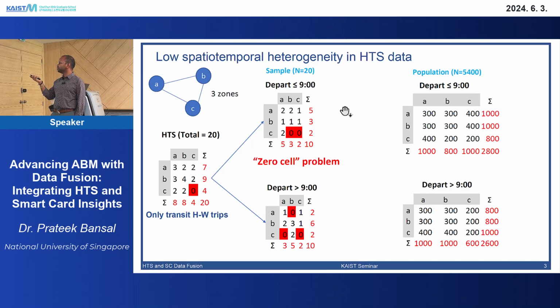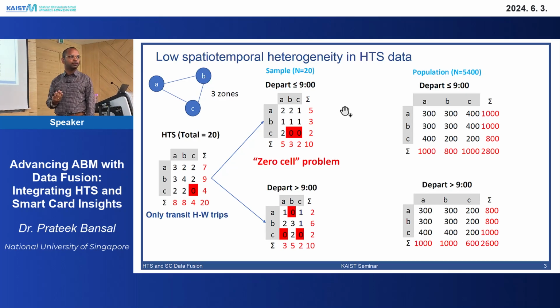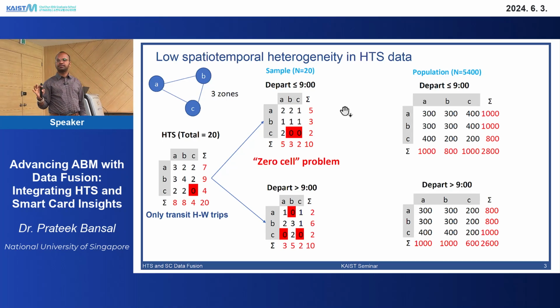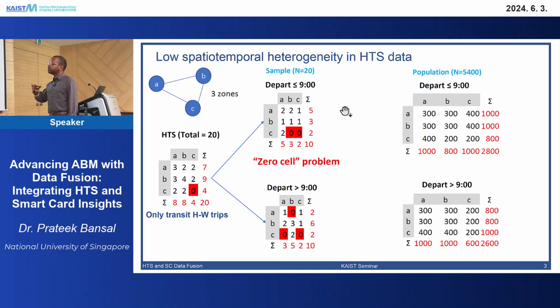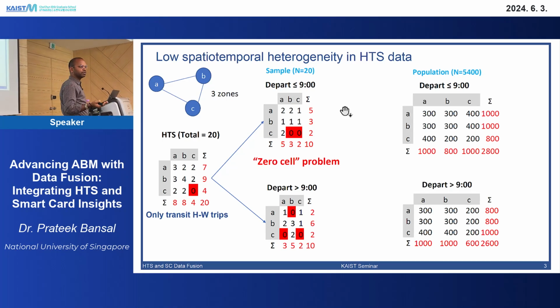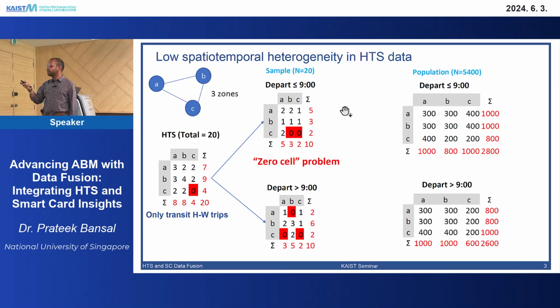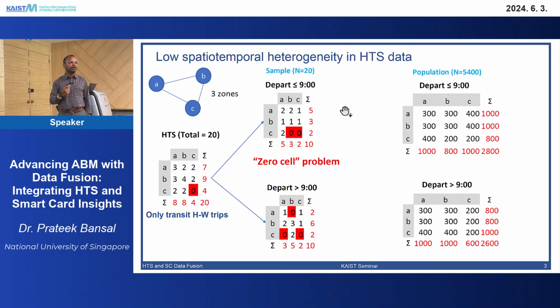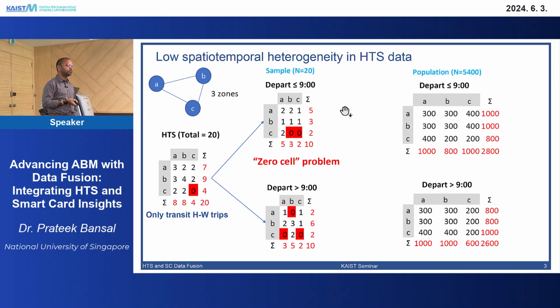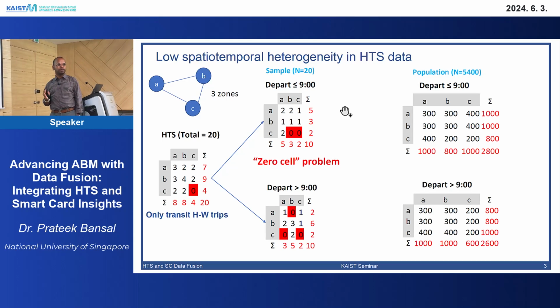So the point is, in the population, you see these cells are not zero. There are observations, like from zone C to zone B, there are 200 people going in the population, but in the survey data, you might not observe any of those people, right? So if you don't do anything probabilistic, and you just extrapolate these matrices to generate the population, your population will not have any trip from zone C to zone B because your sample doesn't have any trips from zone C to zone B. That's what happens when we do deterministic modeling.